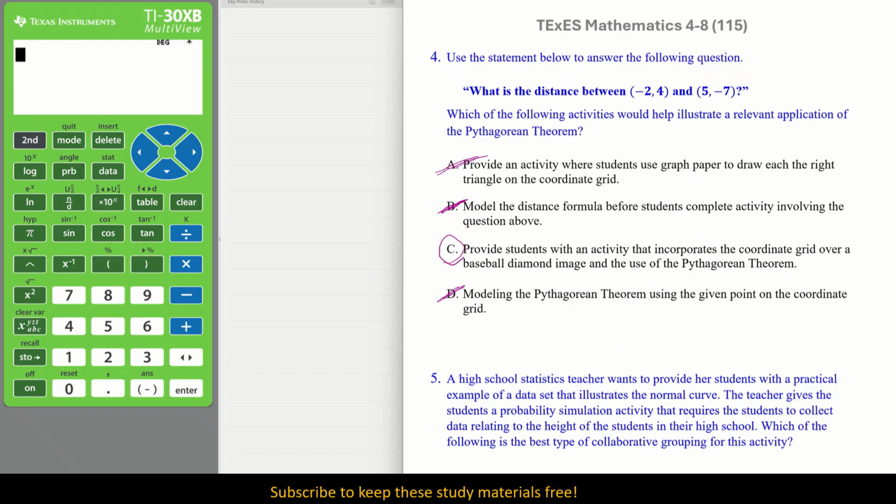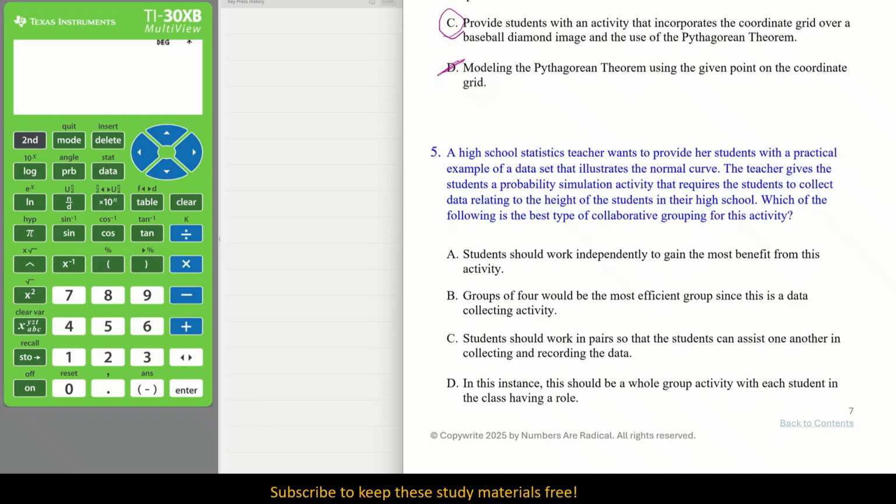Anyway, that gives you an idea what they mean by relevant. Something that, hey, when would I ever use this? Well, these are times when we do use this. All right, so let's look at number 5.